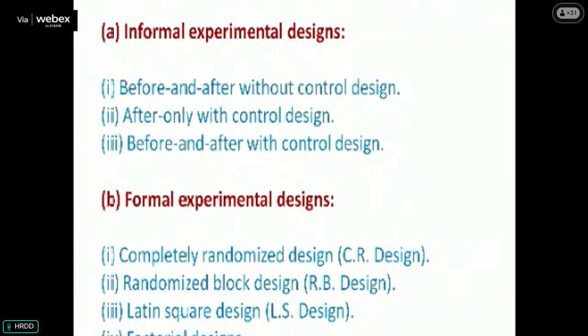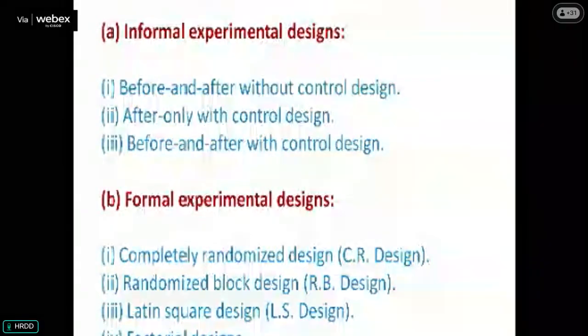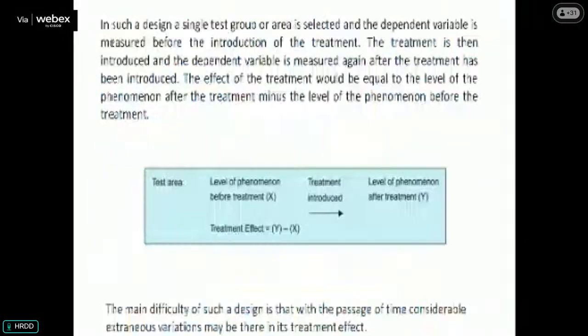We have to understand what the different types of design are here. Before and after without control design: we do not have a control here. In such a design, a single test group or area is selected. So first you try to understand, then I will tell you an example.